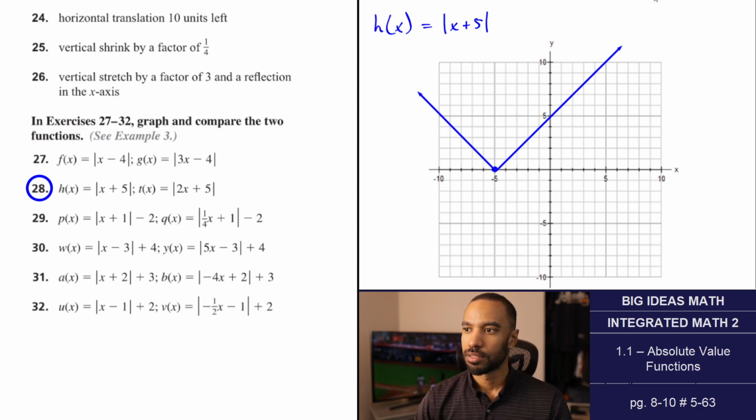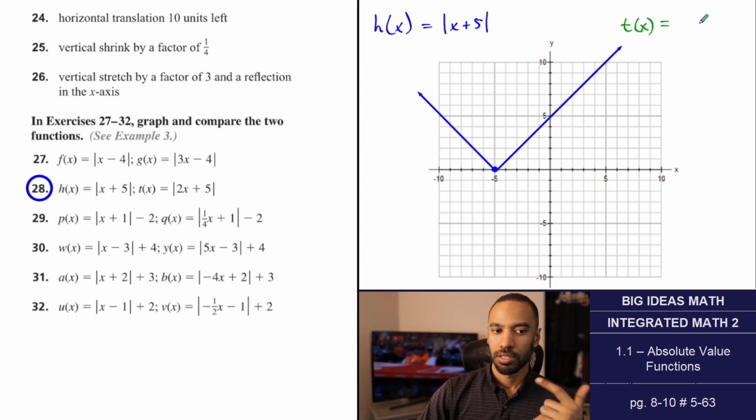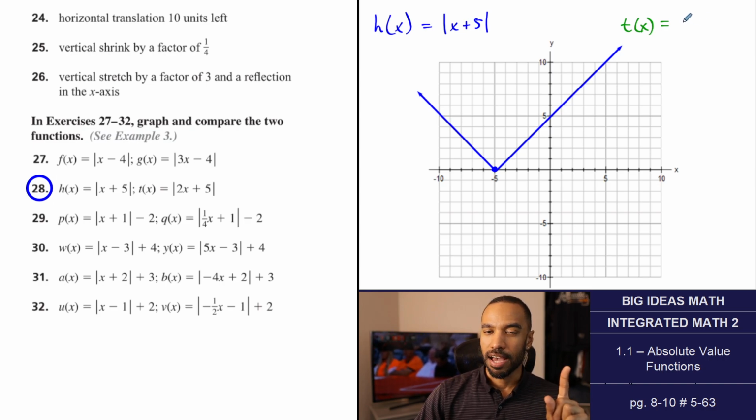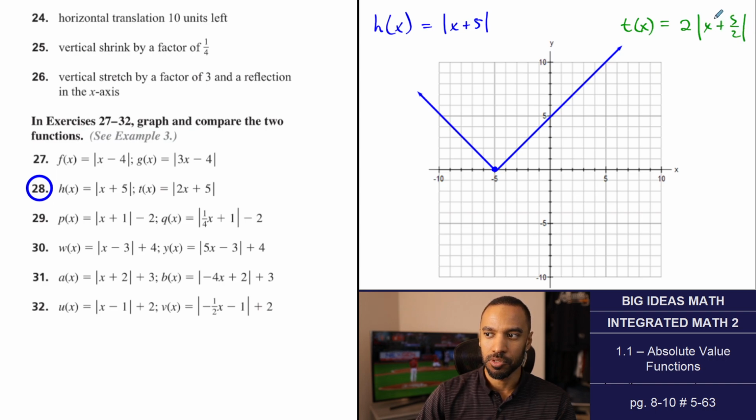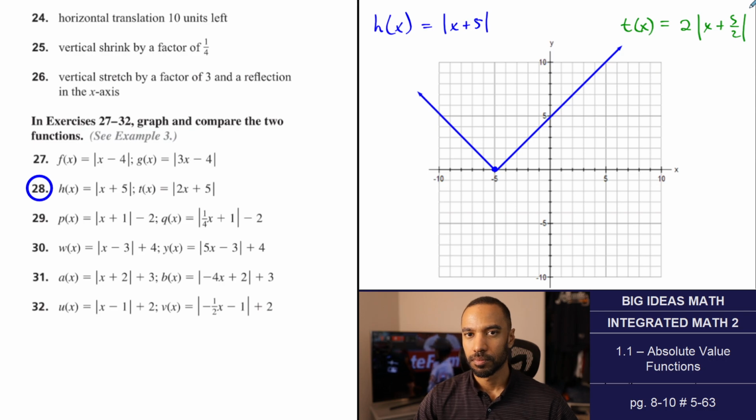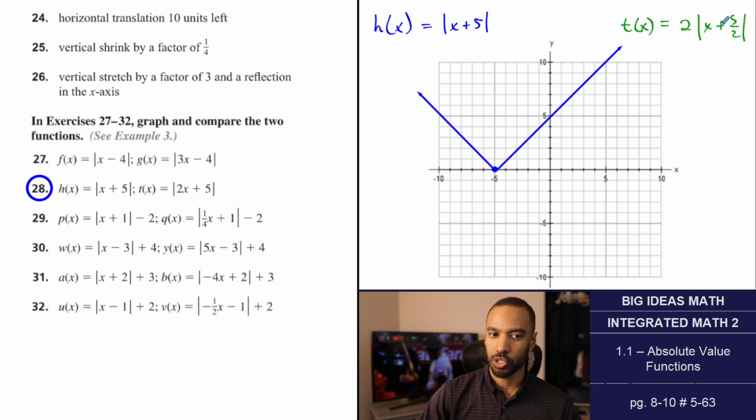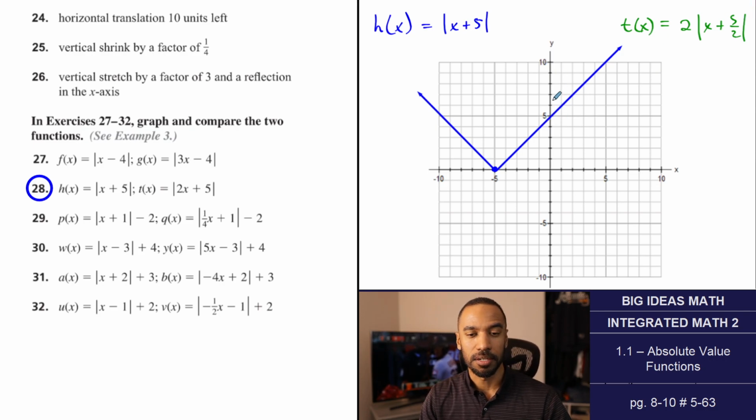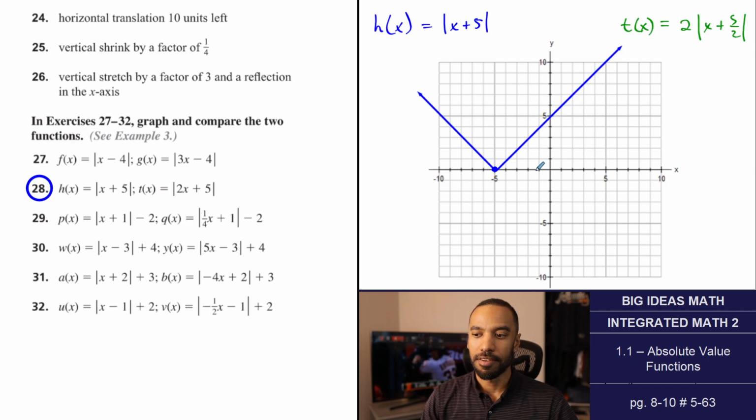T of x equals, can I do this in one step? Factor the 2 out. That'll be from the absolute value portion. And then x plus 5 halves. Everything inside becomes twice as small. That's what it should look like compared to what you're seeing on the left side. So let's graph that. Negative 5 halves to the left is 2 1/2 to the left. And then a vertical stretch of 2.